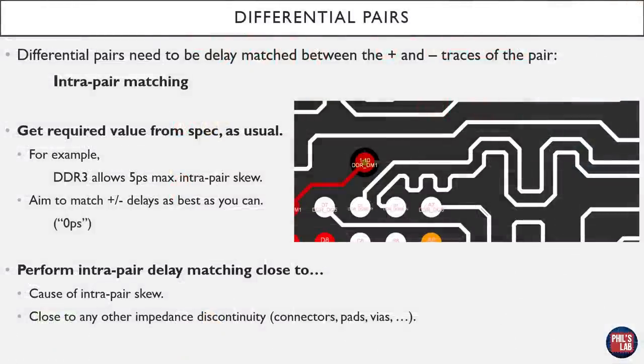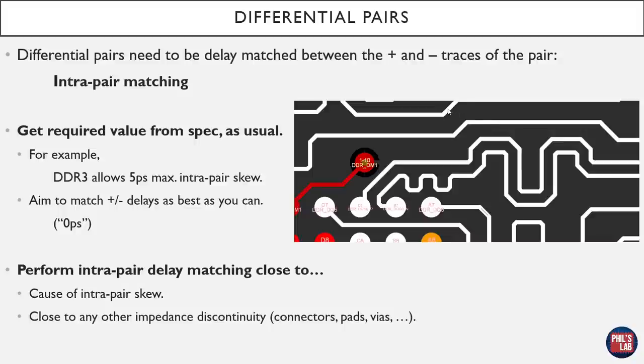Other than single-ended signals, which you just saw, where we can simply add these meanders to match the delays between the various signals, we also have to be concerned with differential pairs. Differential pairs need to be delay matched, not just within the group, so between the differential pair and other signals within that group, so inter-pair matching, but also within the differential pair, so between the positive and negative parts or the traces of that pair. And this is called intra-pair matching.